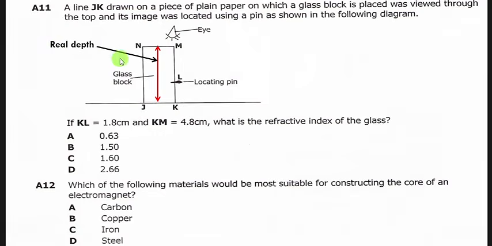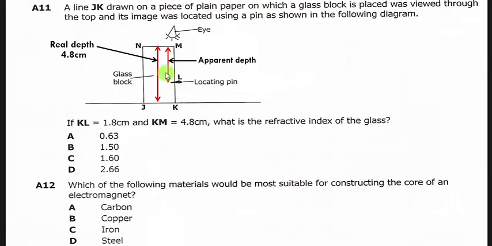All right, so this is real depth here. Another thing to know is that it is actually 4.8 centimeters. Then from here to here, from where the image of this line is seen, where the pin is, to the eye, this one is called the apparent length, or depth. And we have been told KM is equal to 4.8. That's why I've said 4.8.